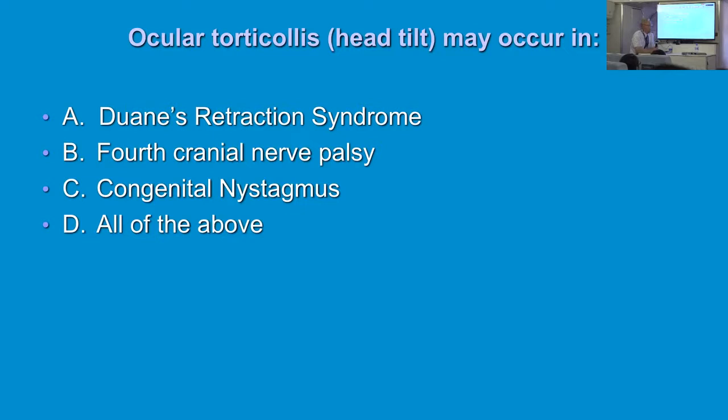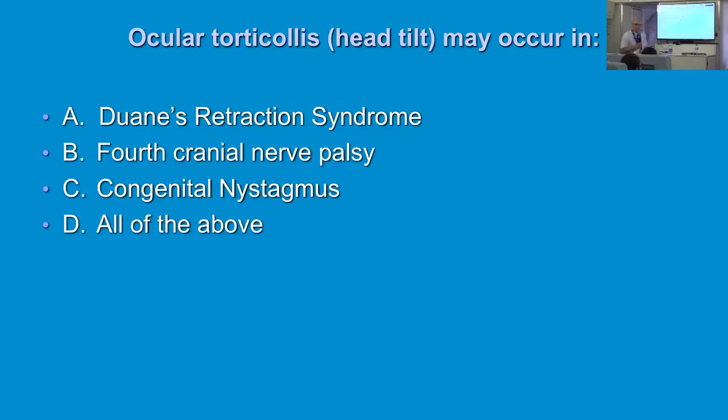So, ocular torticollis or head tilt related to eye causes may occur in A, Duane's retraction syndrome, B, fourth cranial nerve palsy, C, congenital nystagmus, or D, all of the above. So who thinks the answer is A? Anybody? Well, you can certainly get ocular torticollis. You can get face turns or head tilts in any of these conditions.